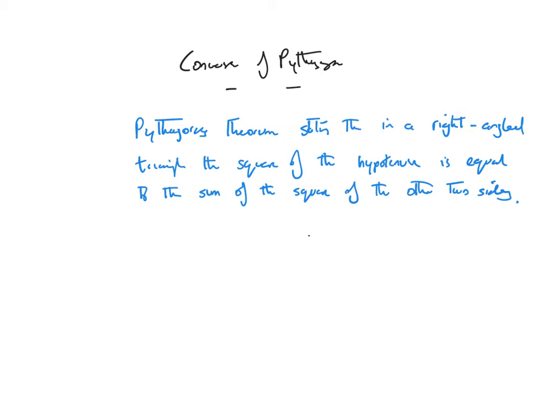Okay, so when you've got a right angle triangle, the side that faces the right angle is always called the hypotenuse. I'm going to call that HYP. In a right angle triangle, the side that faces the right angle is always called the hypotenuse, and it's always the longest side of the triangle as well. So hypotenuse: longest side, faces the right angle.